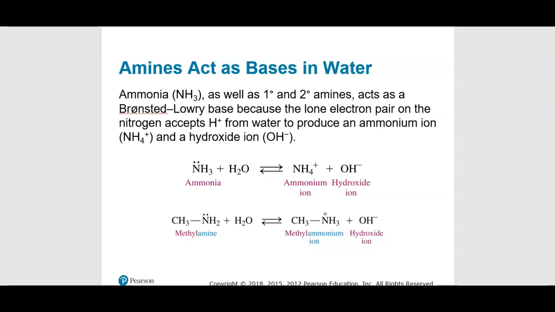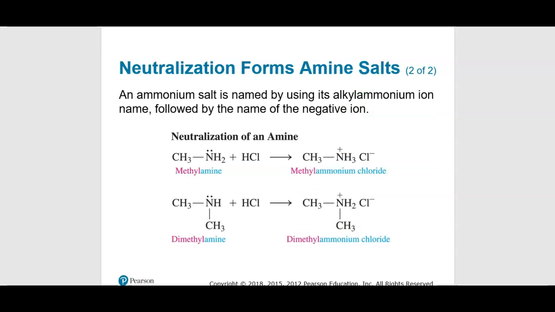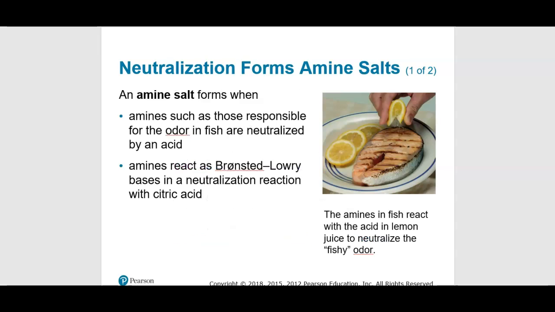Now this is another important part of amine chemistry. They act as bases in water. They can form an ammonium ion. It's a weak base, so ammonia reacts with water to give ammonium ion and hydroxide ion to some small extent. And methylamine, all the amines will do something like this to some extent. Ammonia is probably the strongest base of the amines, but they do behave similarly in that way.